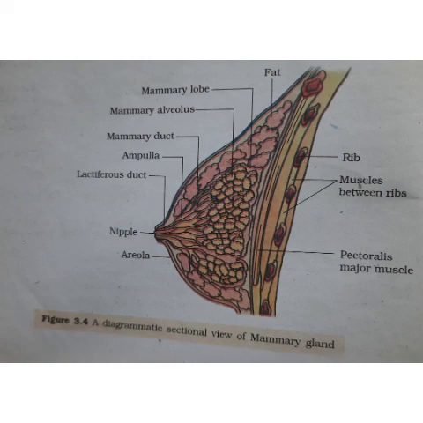At the top you can see the fats, right? So the size of the breast depends on the presence of fats as well. So this is the structure of the gland. I hope that this is clear to you. So this is all about the female reproductive system.